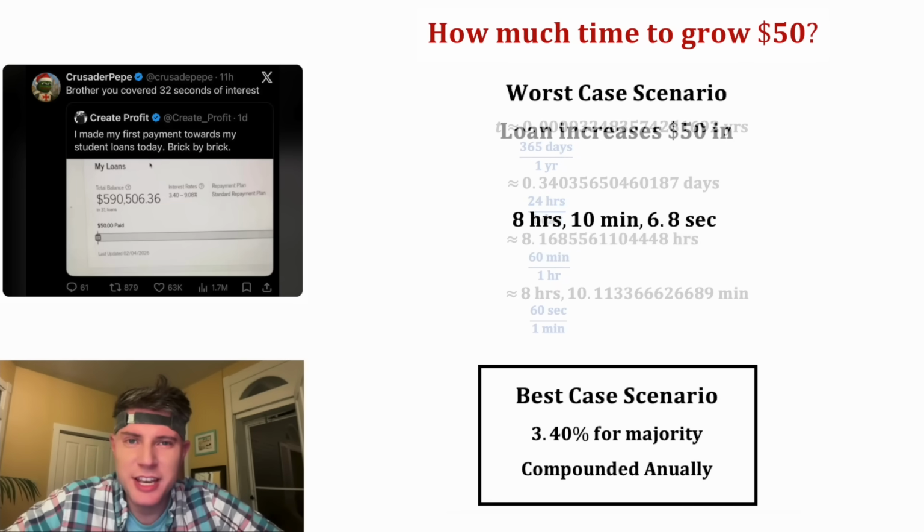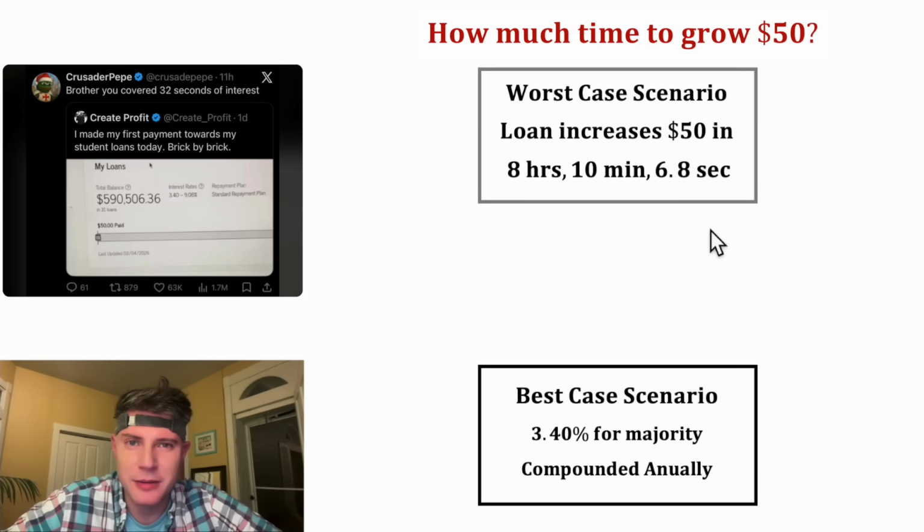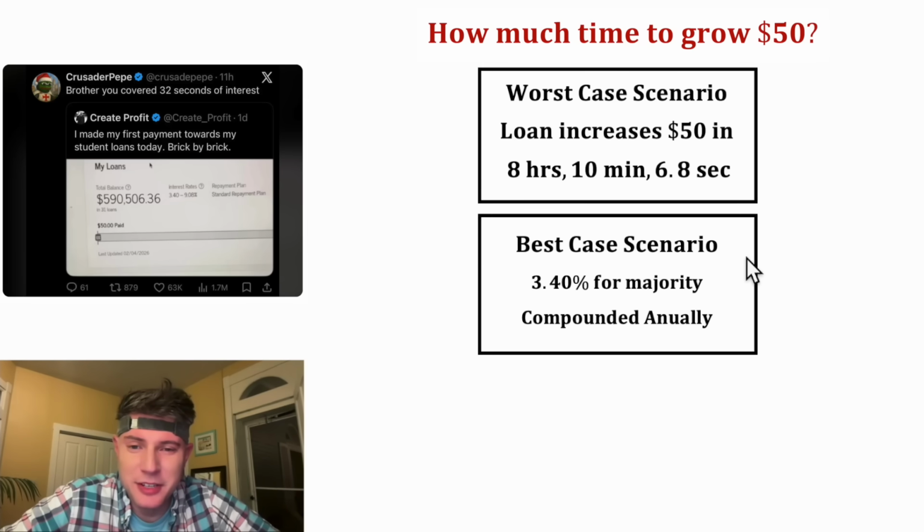In this worst case scenario, the loan is going to increase by $50 in this much time. And if he doesn't start making some large payments soon, this time is going to keep getting shorter and shorter. But at the very beginning, it's going to take 8 hours, 10 minutes, and 6.8 seconds to grow $50. In order to pay the interest only, it's going to be about $150 a day. That's not even going to pay down the loan. That's just going to pay off the interest. To pay off the loan, he's going to have to do even more than $150 a day. So hopefully the best case scenario is a lot better.